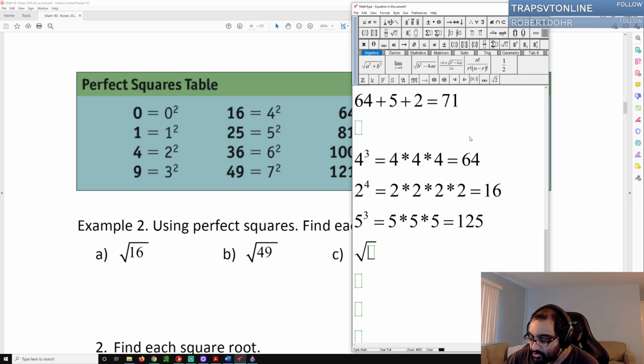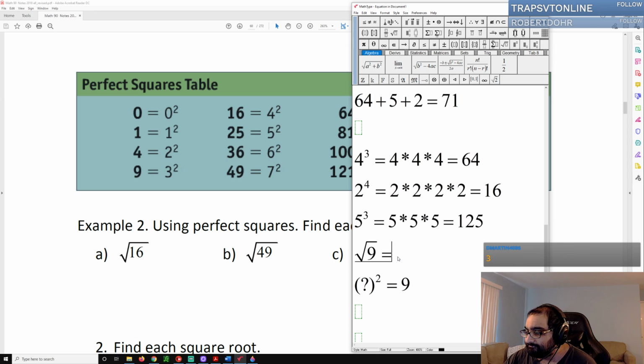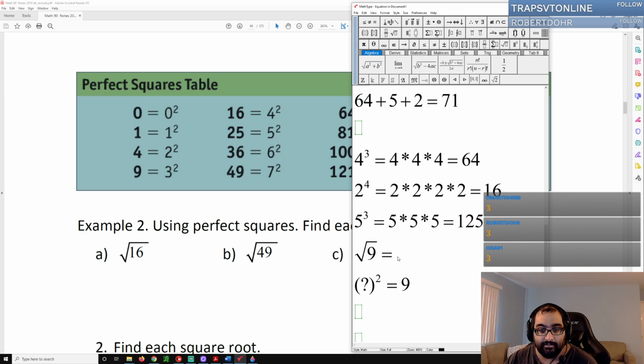I'll try one here. The square root of 9. So if we want to figure out the square root of 9, then we want to figure out something squared. So what number squared equals 9? Taking a look at the chart here, what number squared is equal to 9? Yeah, 3. So that's our answer. The square root of 9 is 3.